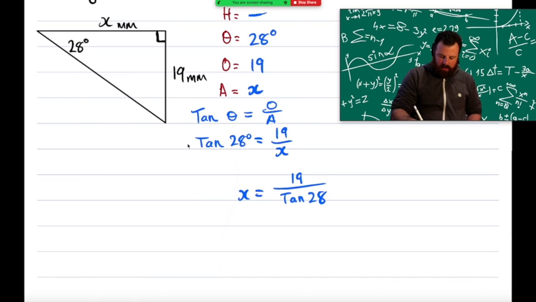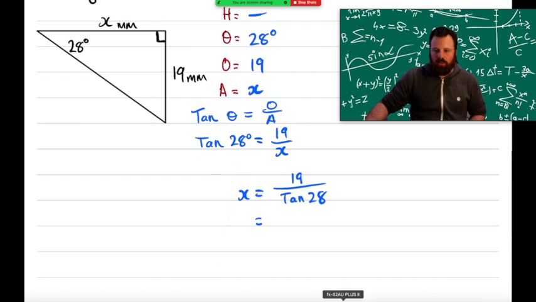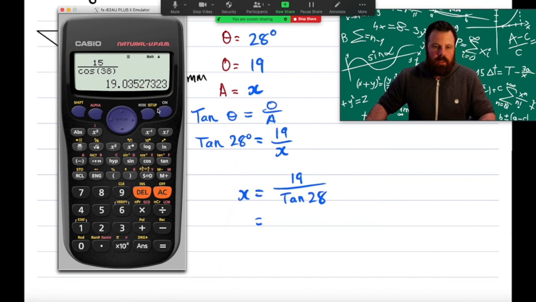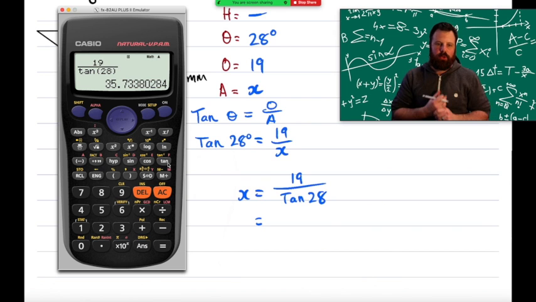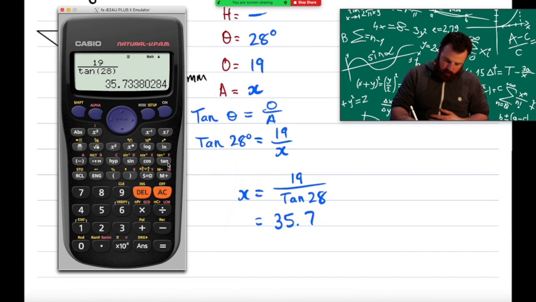Plug that into our calculator, clear fraction 19 over tan of 28. Make sure we close our brackets. It's 35.73. Now this question asked to round our answer to two significant figures.